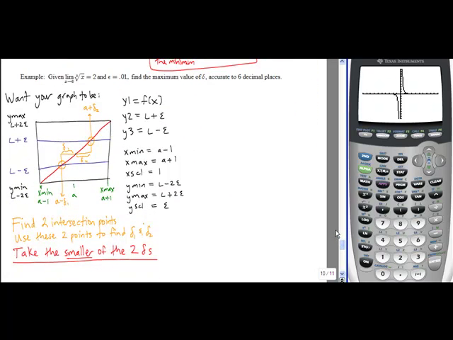Okay, in our next example here, we're going to use our calculator. This one says, given the limit of the cube root of x is equal to 2 as x approaches 8, and let epsilon equal to 0.01, find the maximum value of delta accurate to 6 decimal places. Now, one of the reasons why we're going to be using our calculator on this is because if we attempted to do our epsilon delta definition and do that f of x minus L less than epsilon, in this problem, f of x is cube root of x and L is 2.